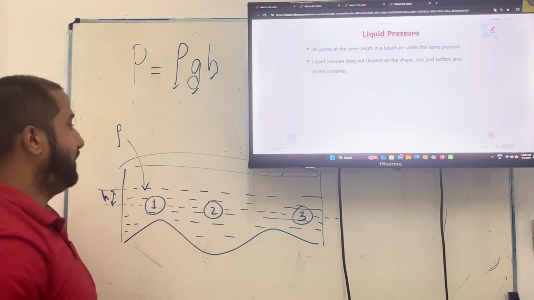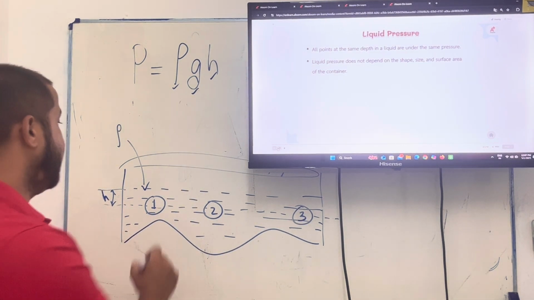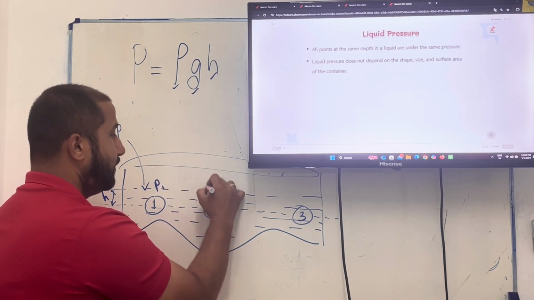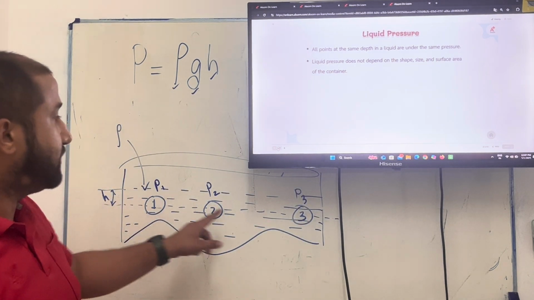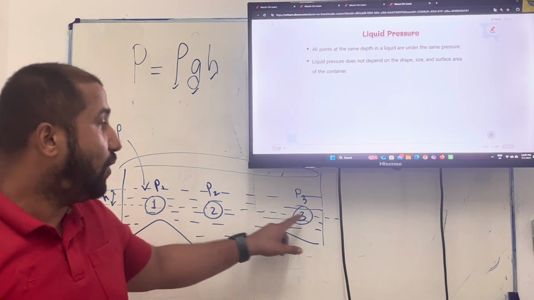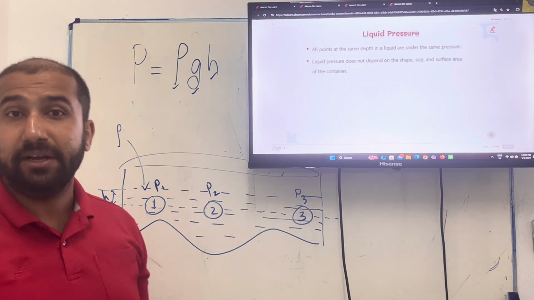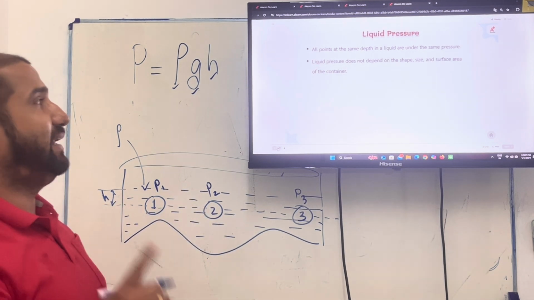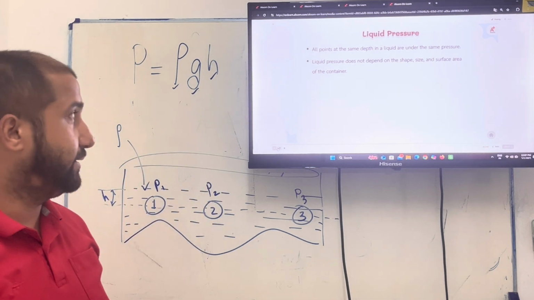Depth and density are the same. That means for all the three different objects, the pressures P1, P2, and P3, the liquid pressure on the objects, will be the same. At the same level of water or liquid, all the three objects will experience the same amount of liquid pressure. So that is point 1.